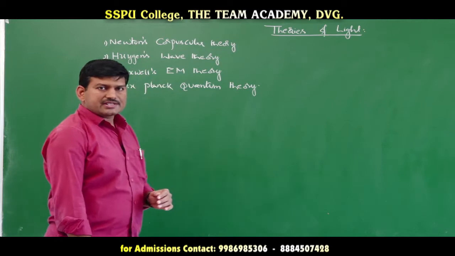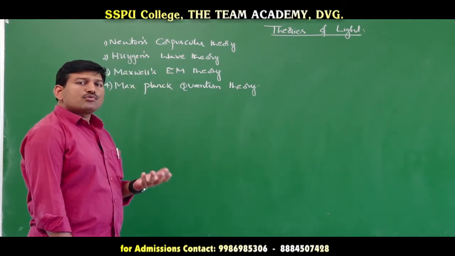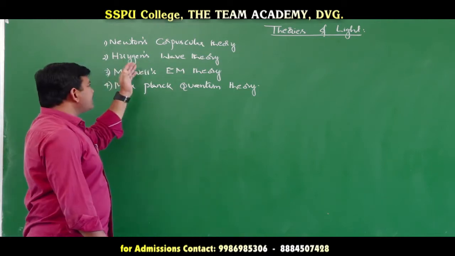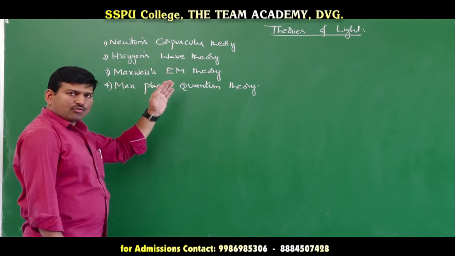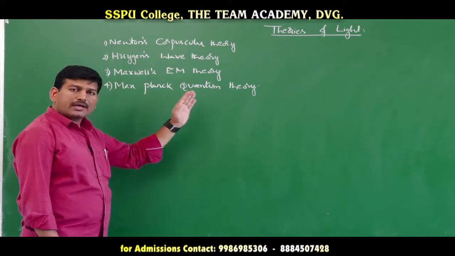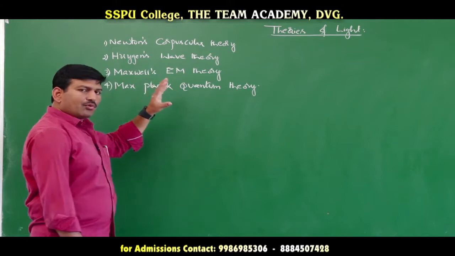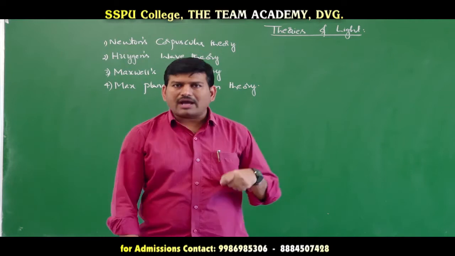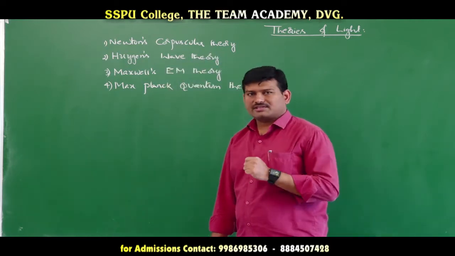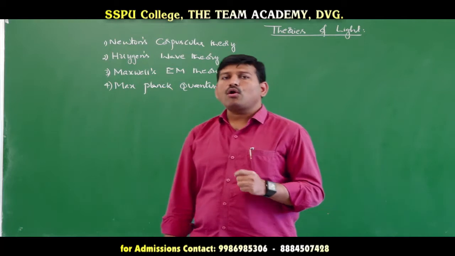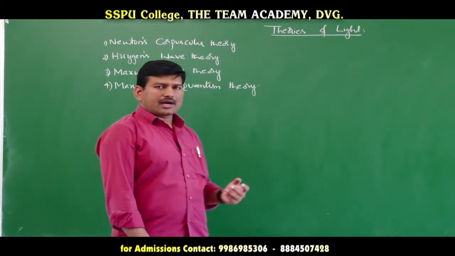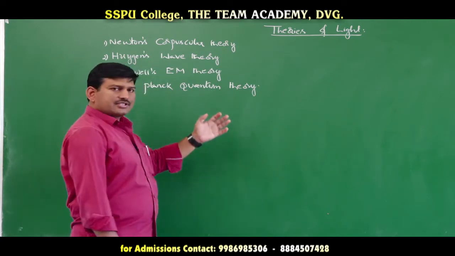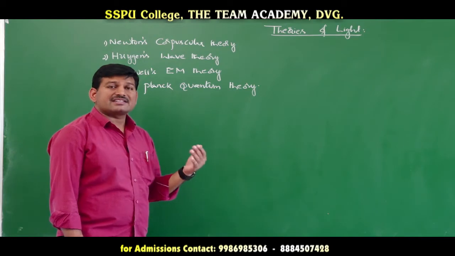So now we are going to study the theories of light. We have so many theories, but the most popular are Newton's corpuscular theory, Huygens wave theory, Maxwell's electromagnetic theory, and Max Planck quantum theory. By studying these four theories, we are going to reach a conclusion regarding the nature of light, that means whether light is a particle or a wave. So in the beginning of the story, we will be studying that light is a particle.